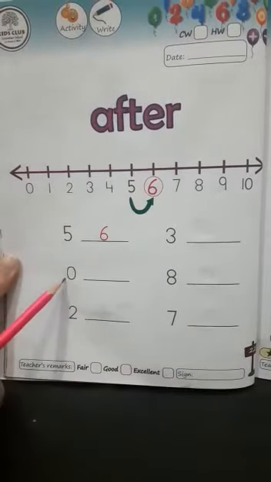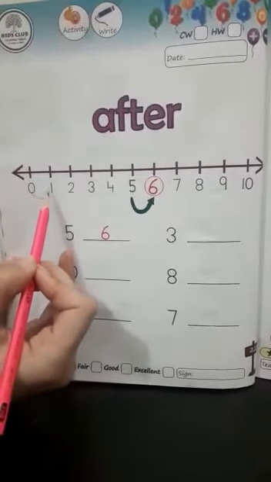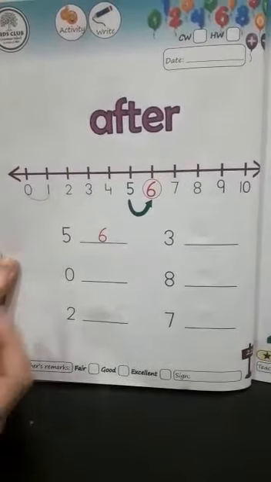What number is it? 0. What comes after 0? 1. So we write 1 here.